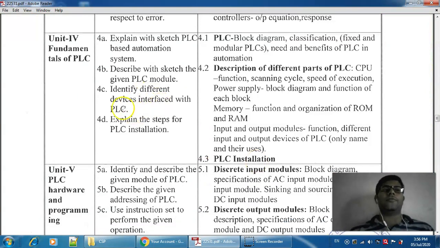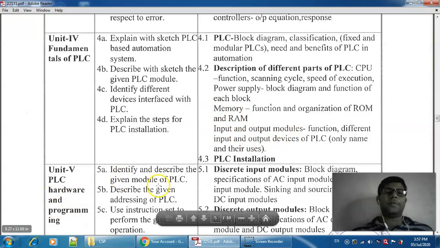So the fourth chapter is the fundamentals of PLC. What is in the fundamentals? We'll learn the basic block diagram of PLC, what are the input devices, what are the output devices of PLC, what is the memory structure, what is the architecture of PLC, what are the input and output modules of the PLC, and how to install the PLC. We will learn this in the fourth chapter.